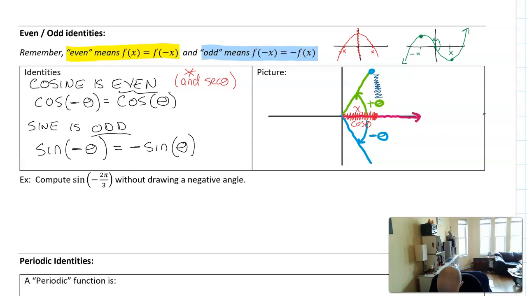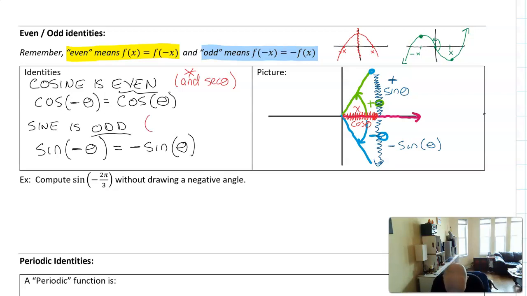Sine is the y-coordinate, so the sine of this green angle would be positive because it's going up. But this negative angle would have the opposite sine value because it's going down, even though it's the same angle, so the length of that blue scribble would be the same. So sine is an odd function because when you turn, I said that backwards, when you turn counterclockwise, it goes up. When you turn clockwise, the y goes down. So sine is an odd function.